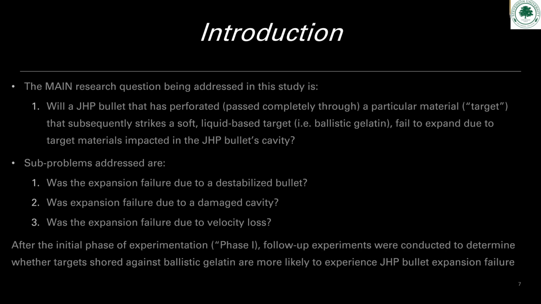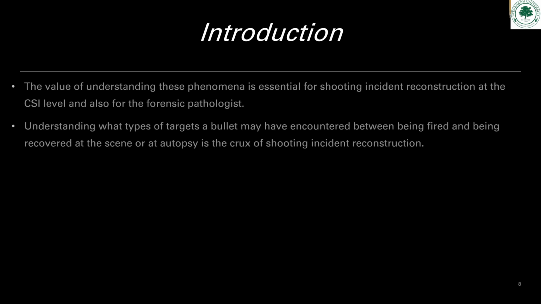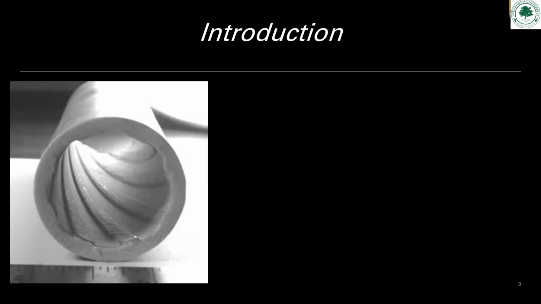Once I started my experiments and completed one round of them, I also came up with another question, and that is, what about the proximity of the target to the ballistic gelatin, right? So if the targets are up against the gelatin, are they less or more likely to expand than if they're a certain distance away? The value of understanding these phenomena is essential for shooting incident reconstruction at the C.S.I. level, and also for the forensic pathologist at the autopsy level. Understanding what types of targets a bullet may have encountered between being fired and being recovered at the scene or at autopsy, that's basically the crux of shooting incident reconstruction.